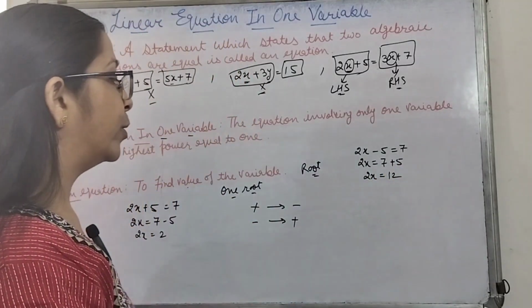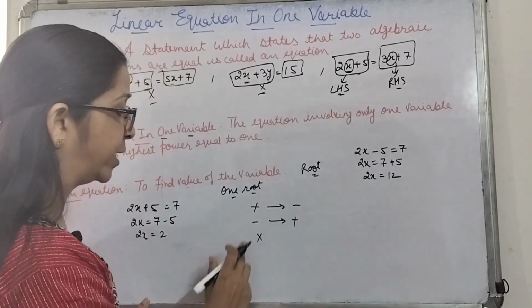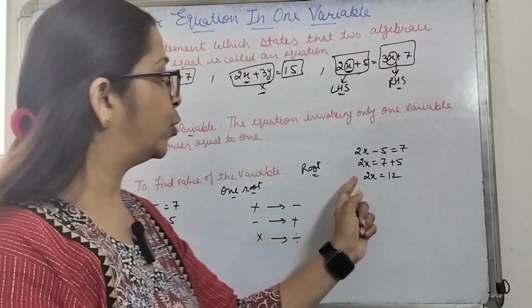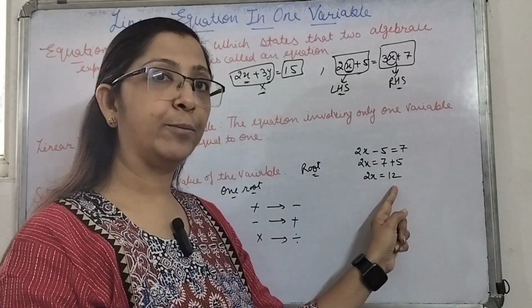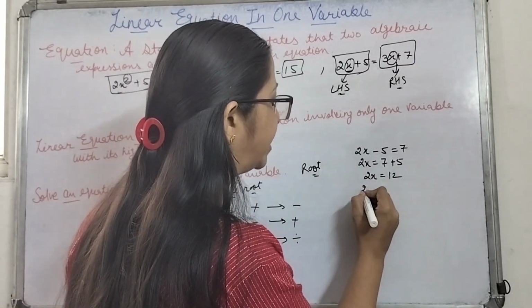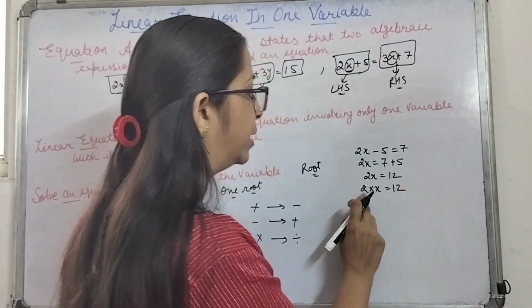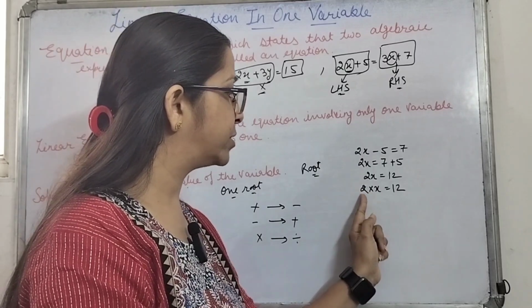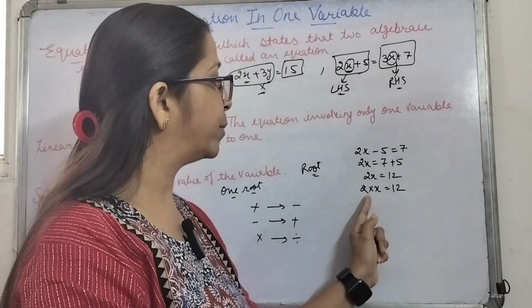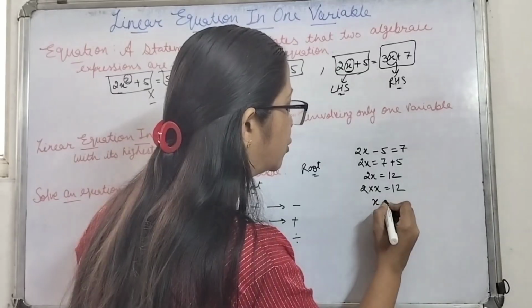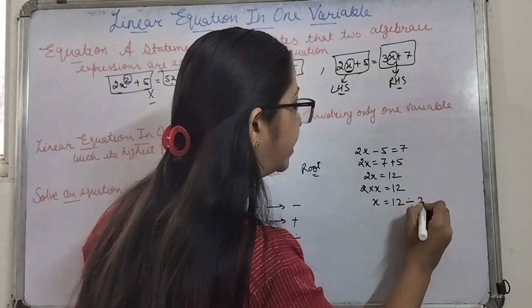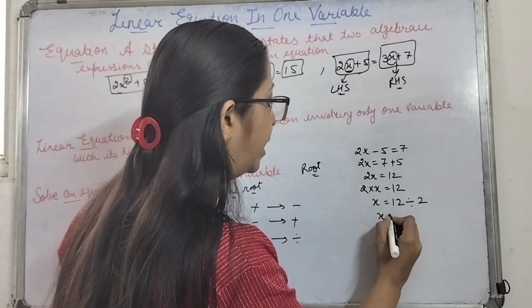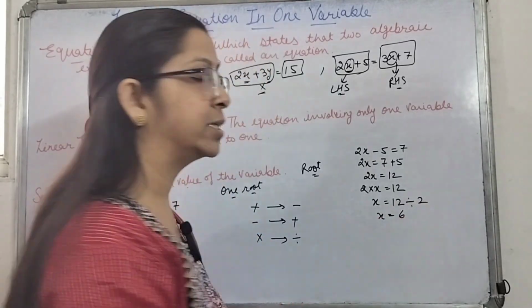Now if we transpose a multiplication sign, it will change to a division sign. Over here we can see that 2x is equivalent to 12, which means 2 multiplied by x is equivalent to 12. That is, 2 is in multiplication with x. So if this multiplication transposes from LHS to RHS, the sign will change to division, so 12 divided by 2. We write x is equivalent to 12 divided by 2, which is 6.